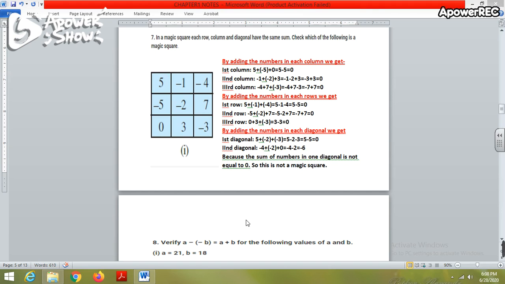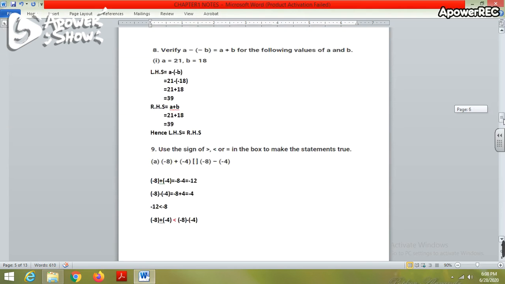Now question number 8. Question number 8 is a question of verification. You have to verify a minus minus b equals a plus b. We have already used this fact that minus minus equals plus. Now we have to verify this by using the following values of a and b. So we have values of a and b. We have to substitute those values, and then we have to verify this relation.